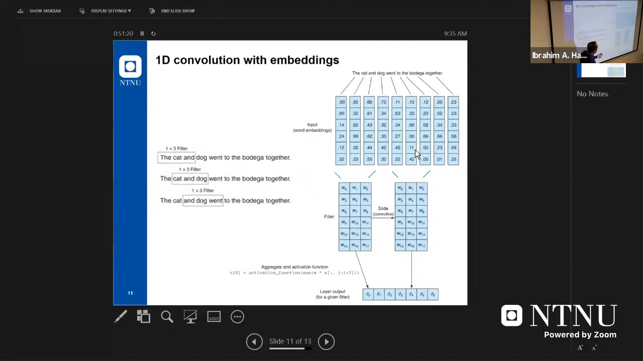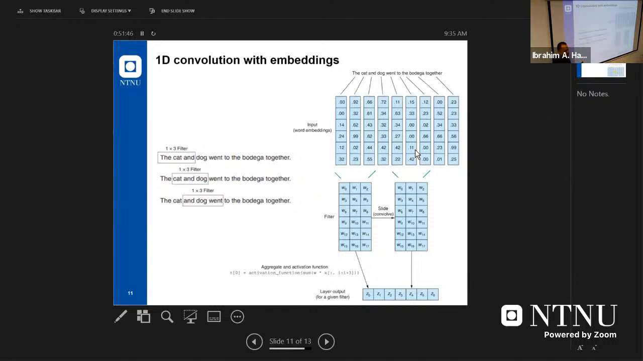Now we need to see what the filter size will be. It will be one dimension, and the dimension will be 1 times 3. The width will be 3, which is the kernel size, but the height will be the input dimension, or the dimension of the word embedding.